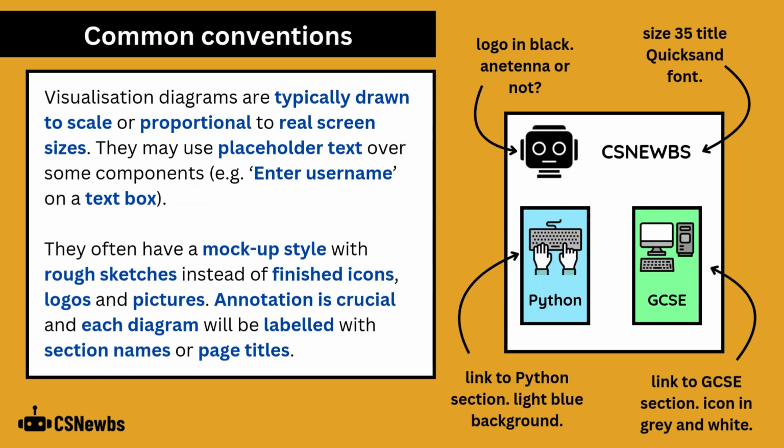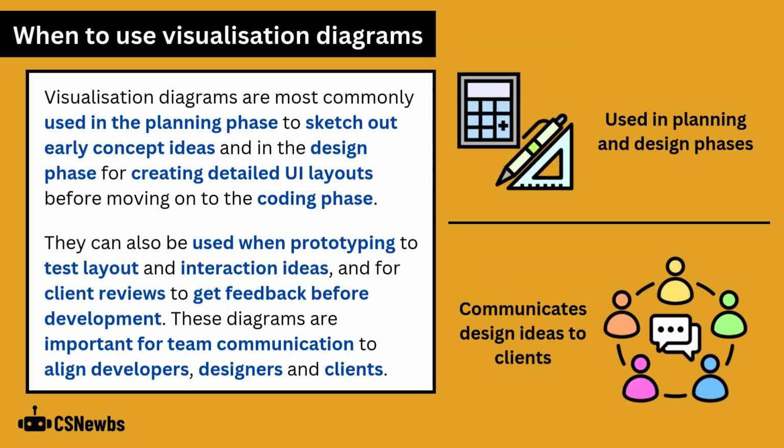Visualization diagrams are typically drawn to scale or proportional to the real screen size. They may use placeholder text occasionally over some elements such as enter username on a text box, but usually they'll have annotations to explain the purpose of each feature. They often have a mock-up style with rough sketches instead of finished icons, logos, and pictures, and annotation is crucial as each diagram will be labeled with section names and page titles as well.